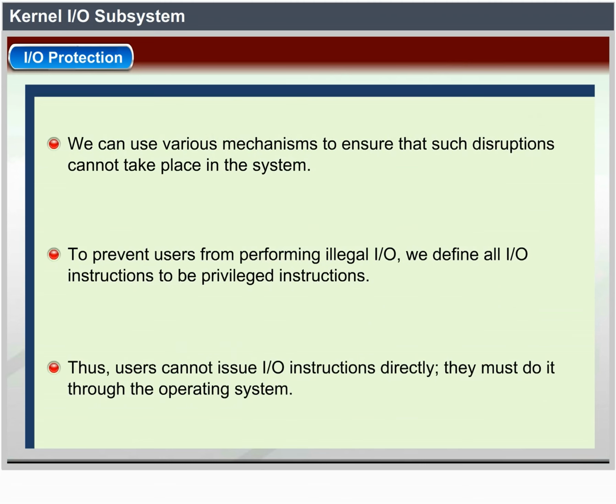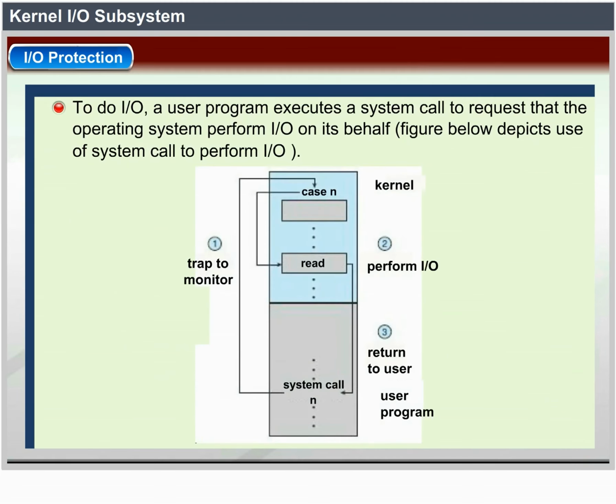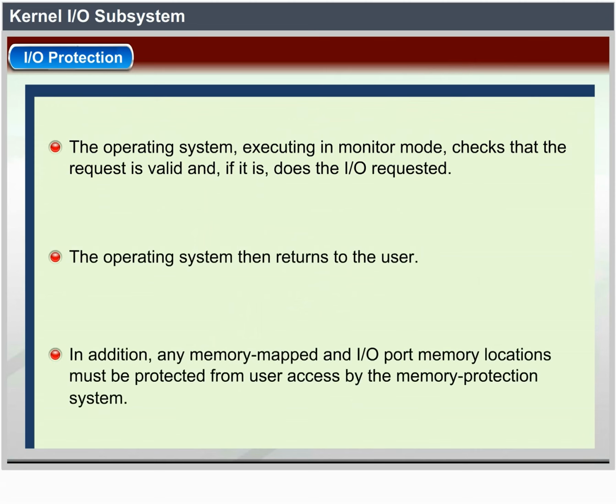To do input-output, a user program executes a system call to request that the operating system perform input-output on its behalf. The figure below depicts the use of a system call to perform input-output. The operating system, executing in monitor mode, checks that the request is valid and, if it is, does the input-output requested. The operating system then returns to the user. In addition, any memory-mapped and input-output port memory locations must be protected from user access by the memory protection system.